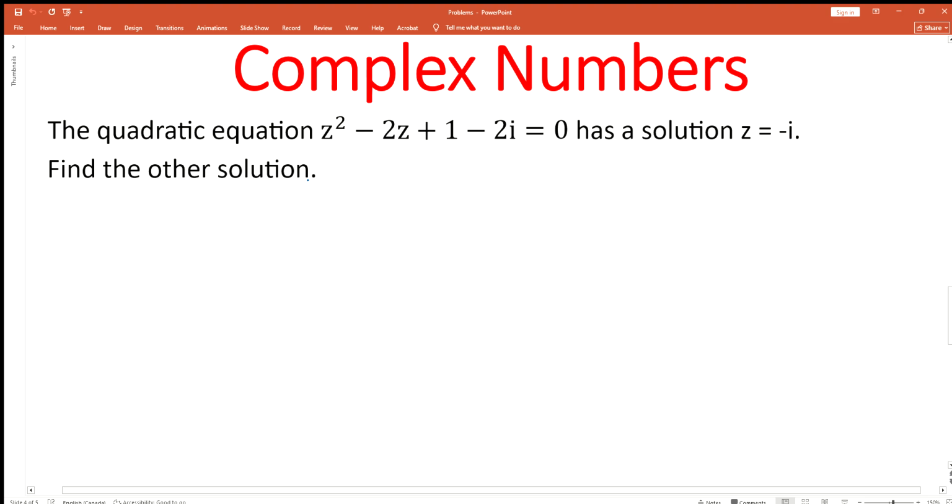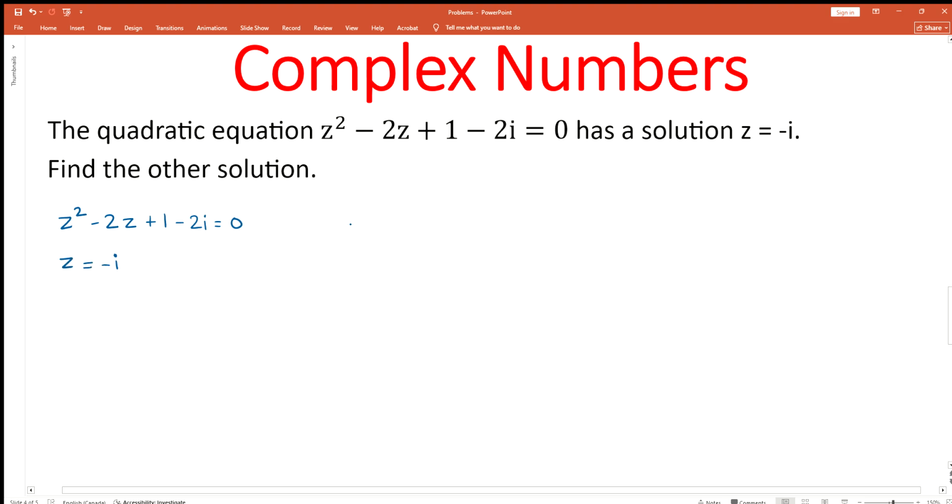Let's start by analyzing the given equation z squared minus 2z plus 1 minus 2i equals 0. In this equation, there is an i term. i represents the imaginary unit. So this equation has a complex coefficient. Therefore, the two solutions of this equation may or may not be the complex conjugates of each other. We are given the solution z equals negative i.